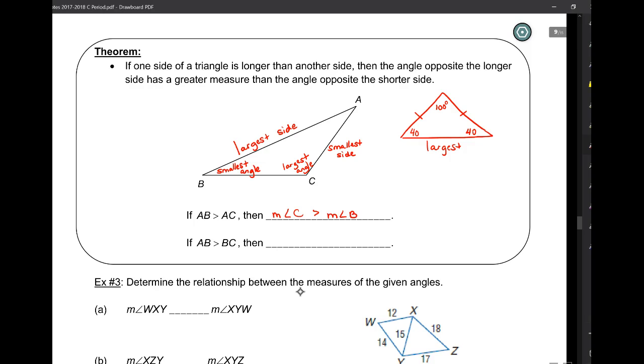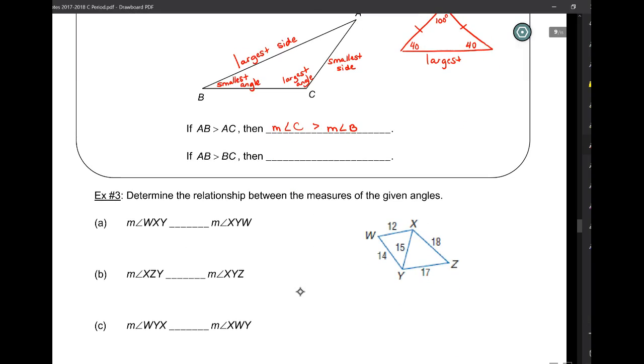The way you could tell what letters to use: here's AB, what letter's missing? Here's AC, what letter's missing? B. That's just an easy way. So using the same concept on the next one, AB, so measure of angle C is bigger than measure of angle A.